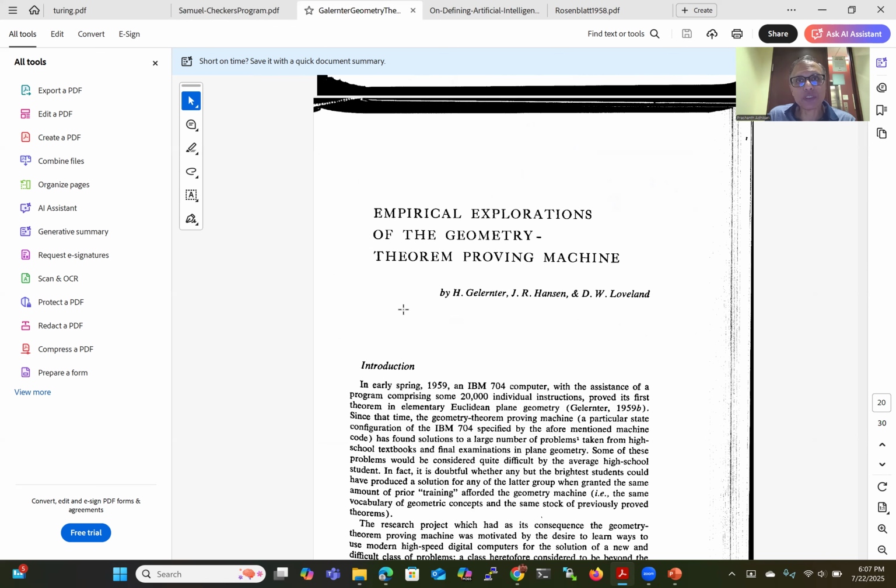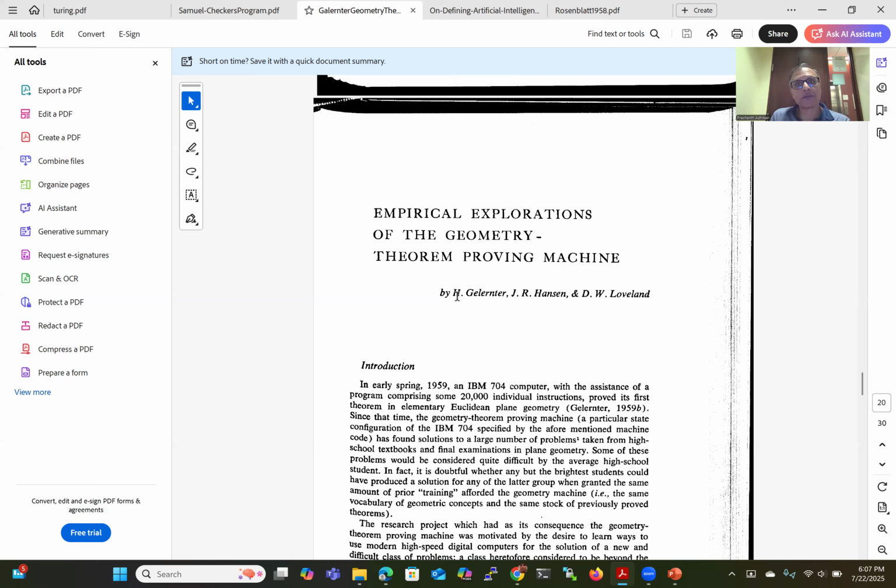Another paper that came out was this geometry theorem proving machine by Gelernter, and it was also simulated on a computer. A software program was written, and its goal was to prove theorems in geometry. So solving mathematical problems, specifically proving theorems, this is the first instance of that. Logic Theorist obviously proved theorems in logic, but this is proving theorems in geometry, in mathematics.